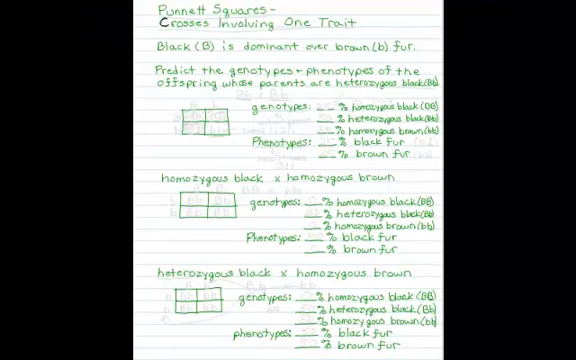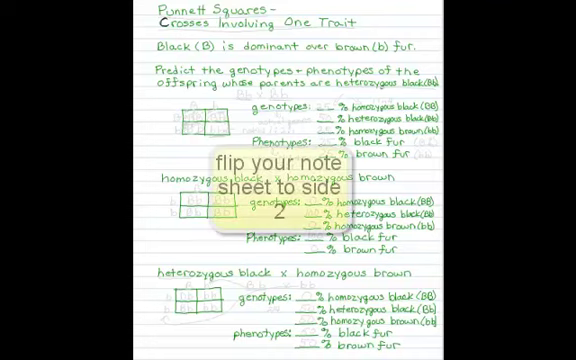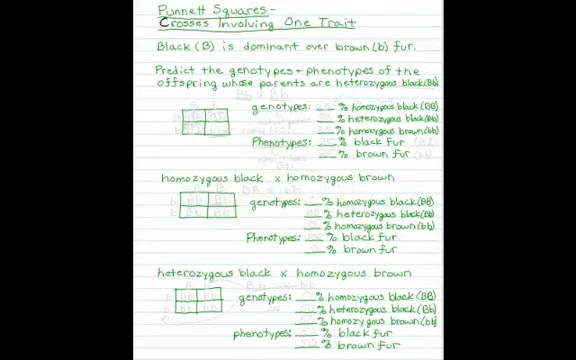So I just explained to you what a Punnett square is and how to do one, and I explained the difference between a genotype and a phenotype. So now what I'm going to do is actually go through 3 practice problems with you, and we're going to work through these together.